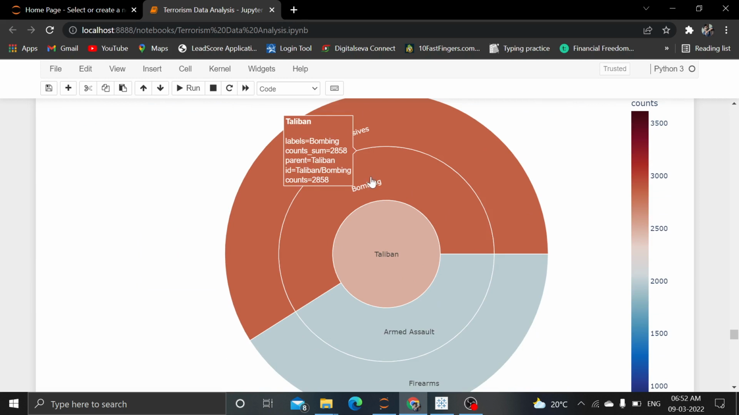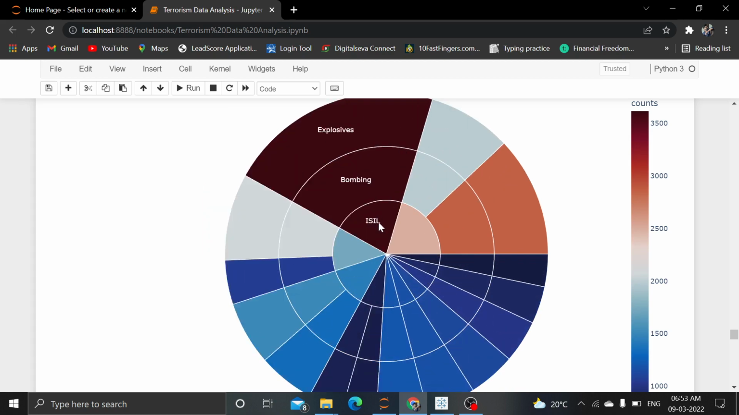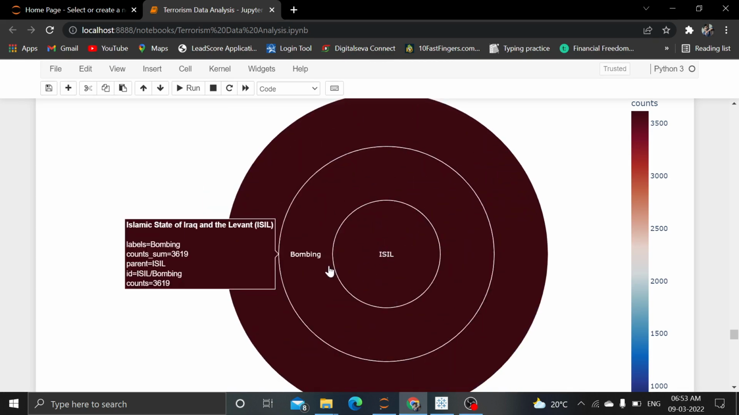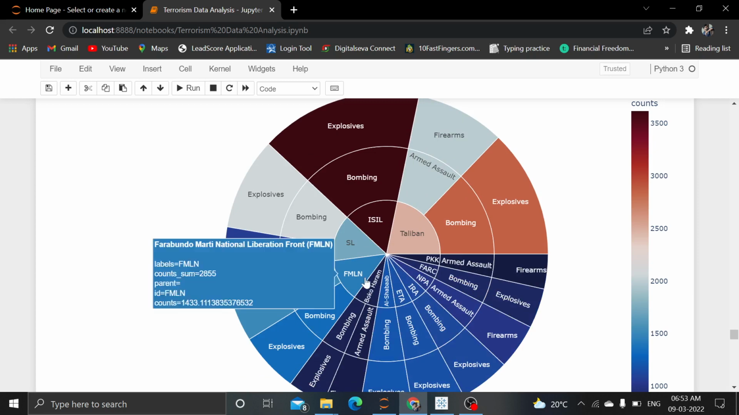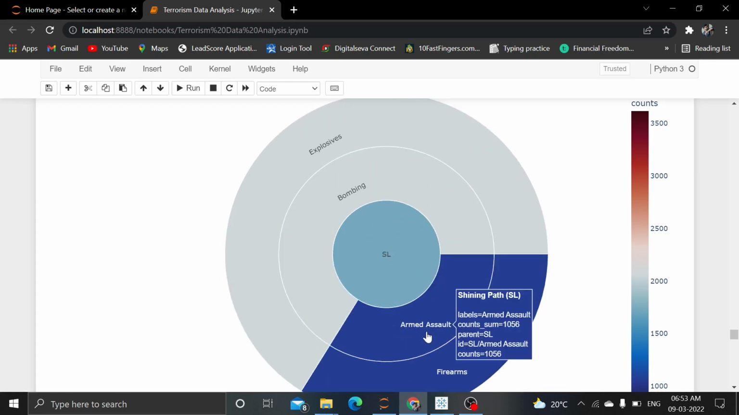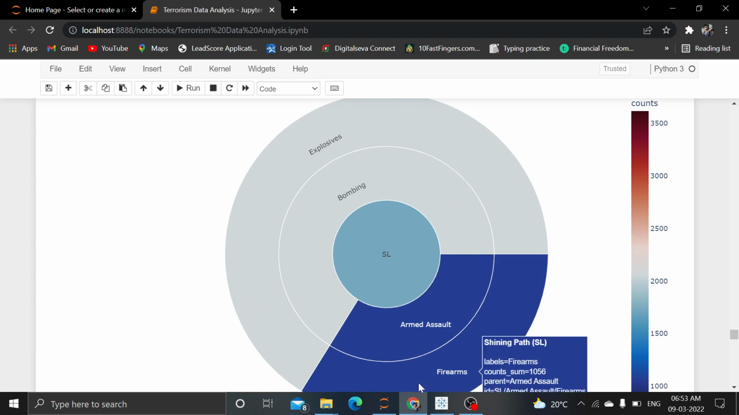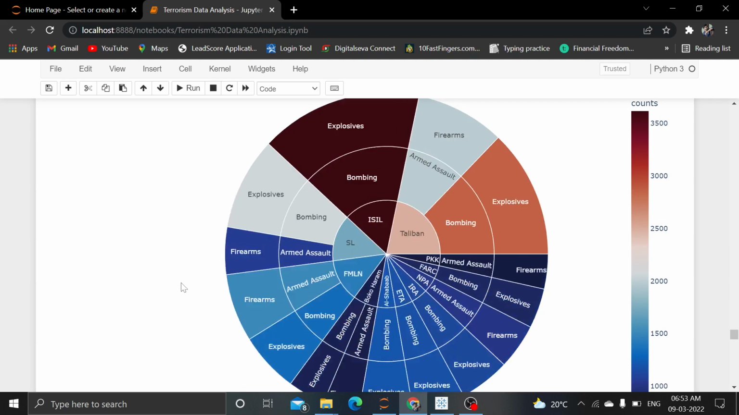Bombing, and weapons used for bombing, and they use explosives for this. And also ISIL mostly attacks using bombing, and the weapon used is explosives. And for Shining Path, they use armed assault, and the weapons used are firearms. Okay.